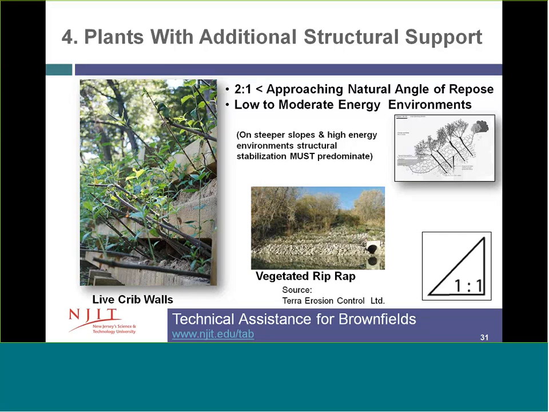An example of a hybrid structure is shown on the left, the live crib walls. And then again, as I mentioned earlier in this talk, a vegetated riprap or vegetated revetment, where the stone has integrated plant materials. So you get both benefits of stone toe protection as well as the habitat benefits of the vegetation above.